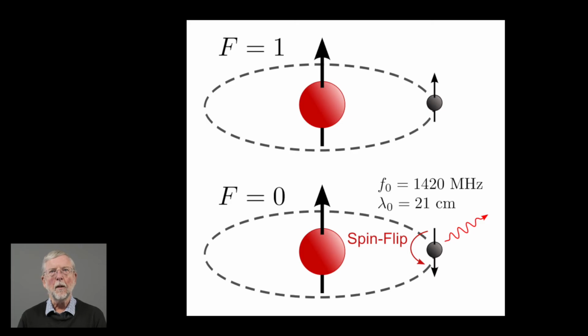Hydrogen atoms in space exist in one of two states, with the spin of the electron and proton parallel or antiparallel. When a hydrogen atom flips from one state to the other, it emits a pulse of radio energy on a well-defined frequency around 1420 MHz. Hydrogen emissions from our own galaxy can be detected with relatively simple equipment.